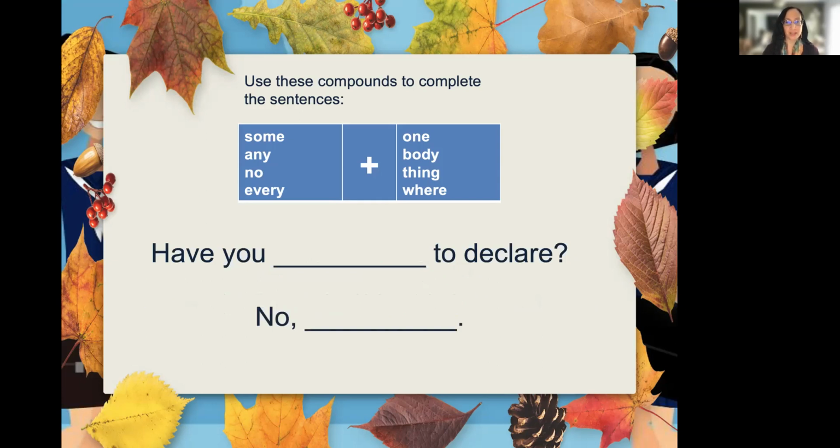Have you blank to declare? No, blank. It's getting a little bit harder now. Have you anything to declare? No. Nothing. Little tricky, right? Are you starting to get the hang of it?